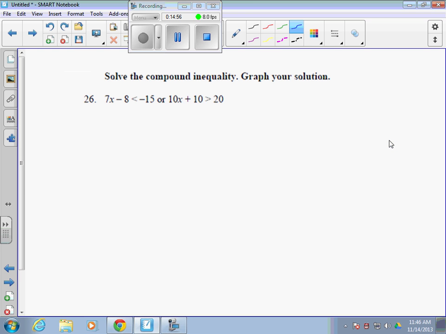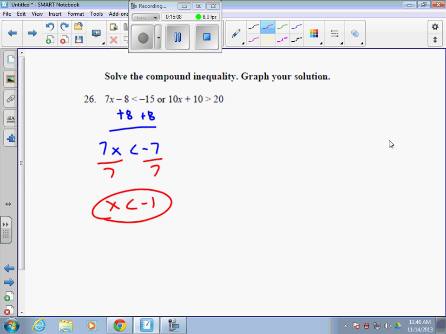Solve this compound inequality. So solve them separately. Get rid of minus 8 first. So 7x is less than negative 7. Get rid of 7 times by dividing by 7. X is less than negative 1. Don't reverse the sign. You divide by a positive. Get rid of plus 10 by subtracting it. So 10x is greater than 10. Get rid of 10 times something by dividing by 10 on both sides. X is greater than 1.